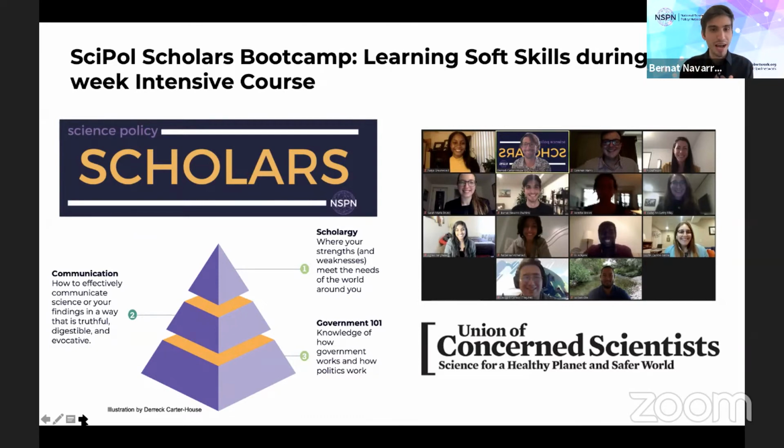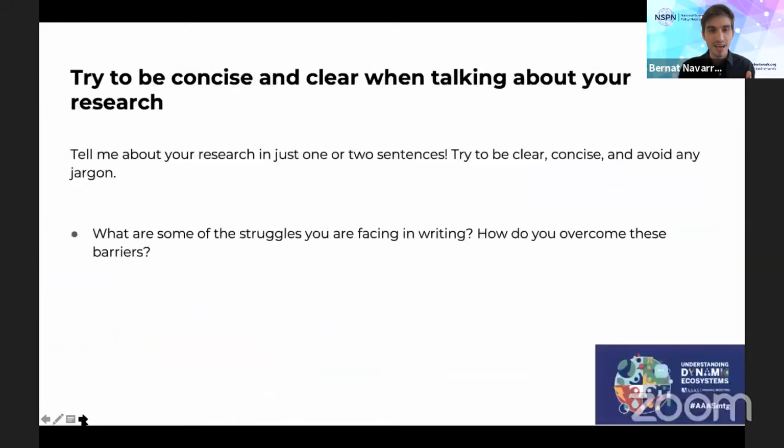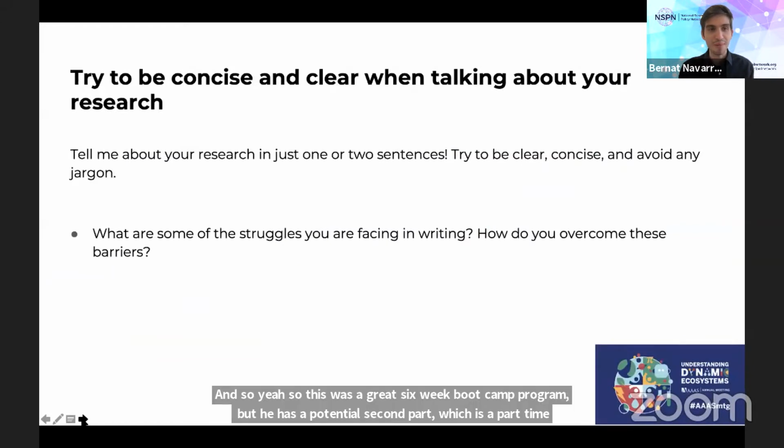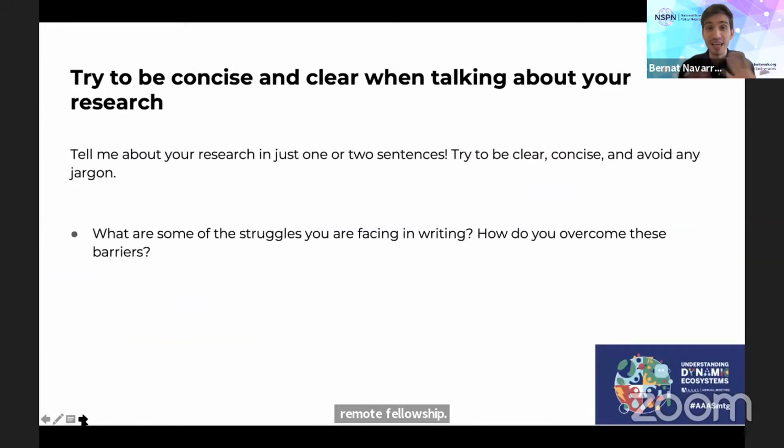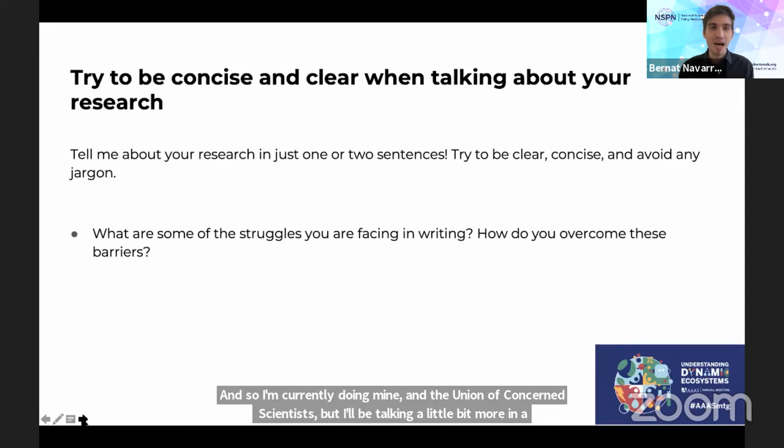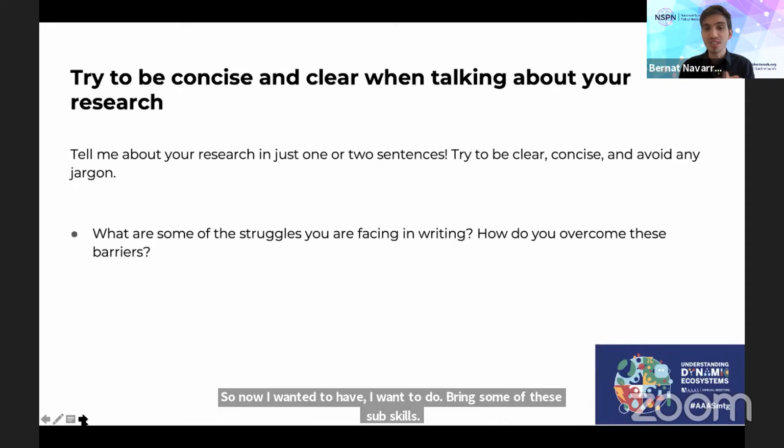So now I wanted to bring some of these soft skills issues back. So in the next slide, I have a question for everyone to kind of know where you are in terms of these soft skills. So if we go to the next slide, one of the things that I would like to know, and we actually practice this in our class, was to just summarize your research, whatever you do, in just one sentence or two.